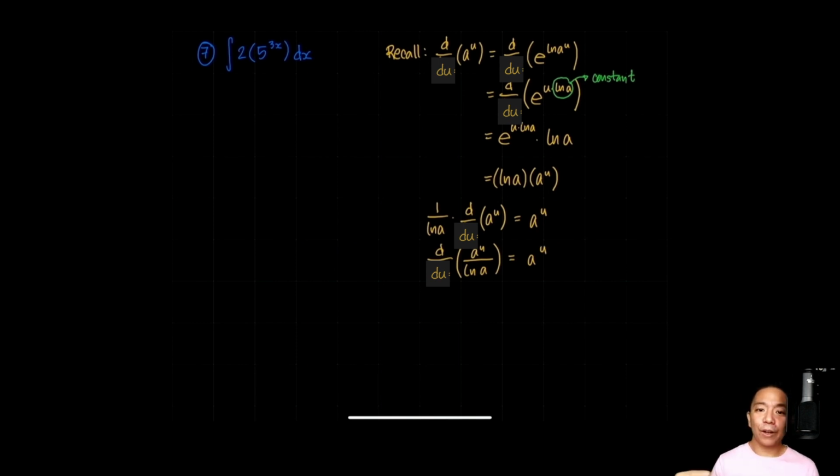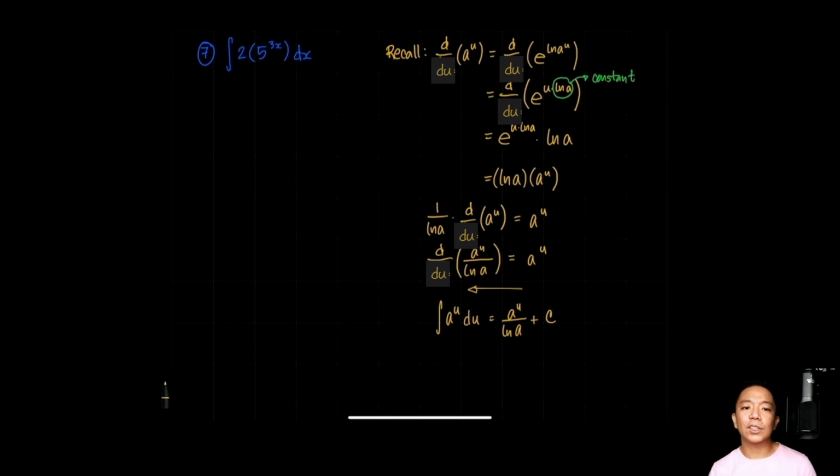And then, we'll work backwards. Kasi we're given a raised to u, hinahanap natin yung antiderivative niya. Antiderivative niya ay a raised to u over ln of a. So, let's write that as an antiderivative. Say that the general antiderivative of a raised to u du is equal to a raised to u over ln of a plus the constant of integration.